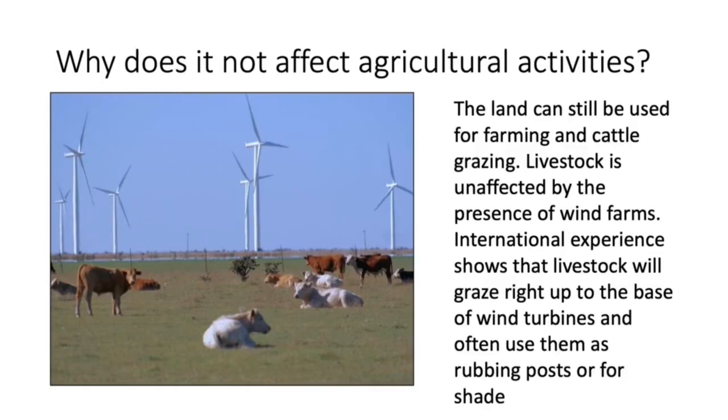Solar power, as I said, has affected agricultural activities. Why not wind? The land can be still used for farming and cattle grazing. Livestock is unaffected, and as we see in the picture, livestock often graze near the wind turbines and use them as rubbing posts or for shade.